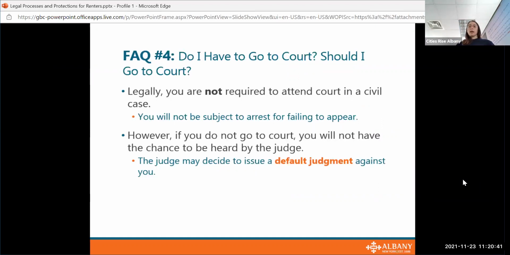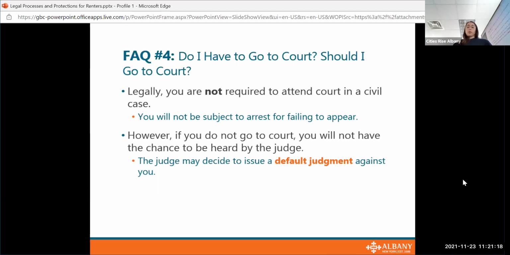Tenants also sometimes ask whether they have to go to court or if they should go to court. Legally, unlike in a lot of other court matters, you are not required to show up to court for a civil case, including an eviction. That means that if you miss your eviction court date, you wouldn't be arrested for failing to appear. However, if you don't go to court, you also won't have the opportunity to have your side of the story heard by the judge. There may be things that you've experienced, such as persistent code violations, and maybe you've been withholding rent because of that.